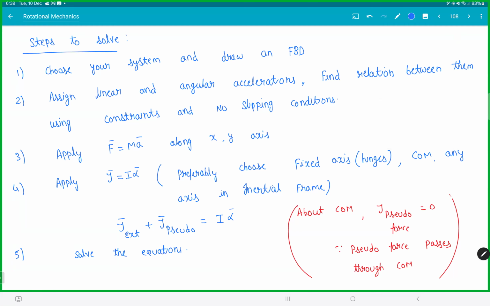Clear? Let's see the equation. Have a look at the steps once. Let's see.